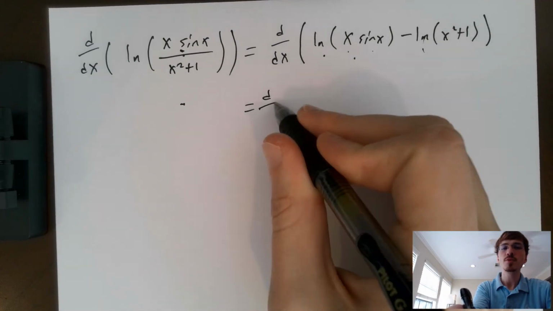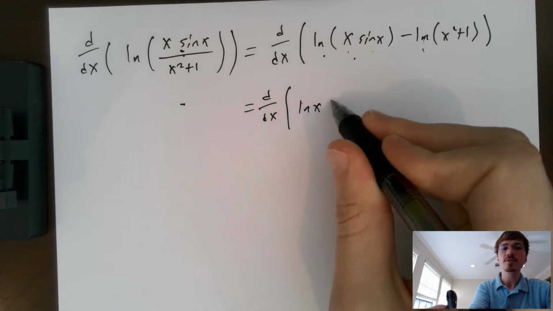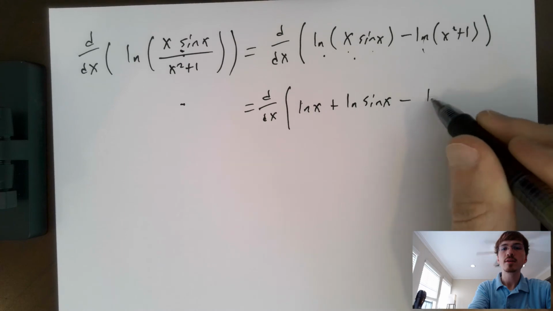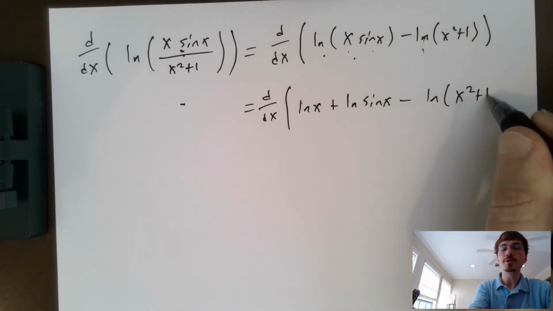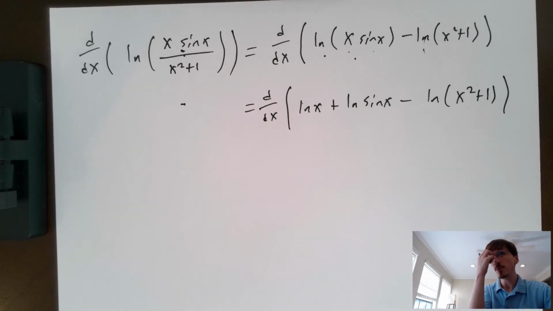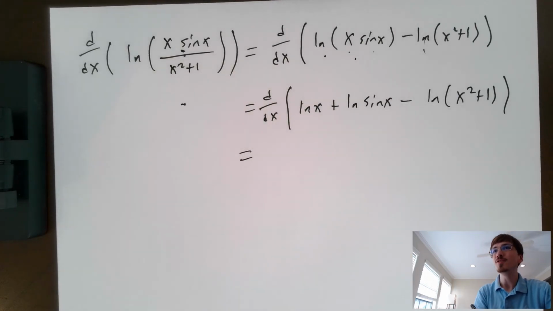So it's really the derivative with respect to x of natural log of x plus the natural log of sine of x minus the natural log of x squared plus 1. And these are a lot easier now. There's no quotient rule anymore. There's no product rule for us, just a little bit of chain rule, and that's okay. So let's take the derivative now. Pause the video if you're not 100% sure how to do this yourself. Try to figure it out.